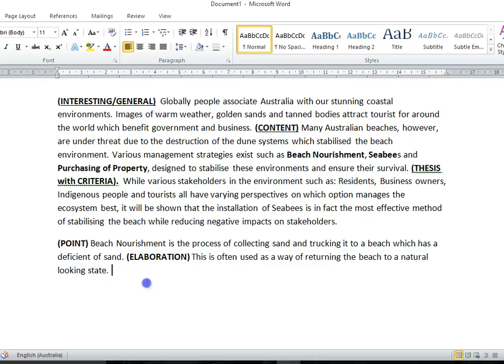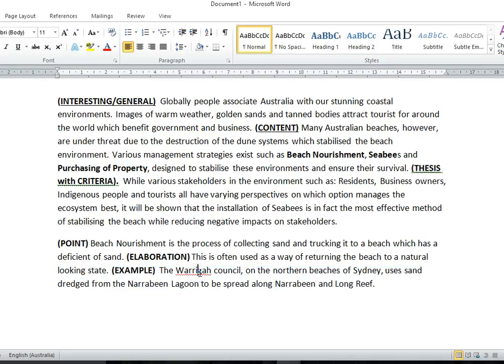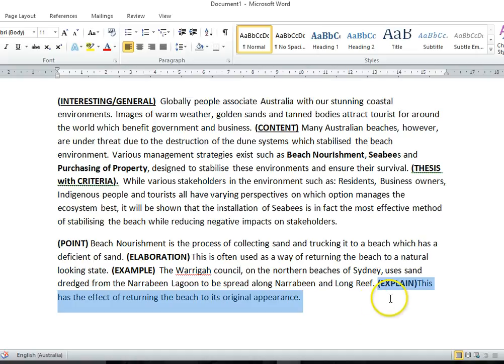Once we've done that, we introduce some elaboration. This is often used as a way of returning the beach to its natural looking state. It's just adding a little bit more substance to this concept of beach nourishment. Then we hit them with an example. The Warringah Council on the northern beaches of Sydney uses sand dredged from the Narrabeen Lagoon to spread along Narrabeen and Long Reef. Here is an example of where beach nourishment has been used. But we need to explain the significance of this example. This has the effect of returning the beach to its original appearance. It's quite straightforward, that one.